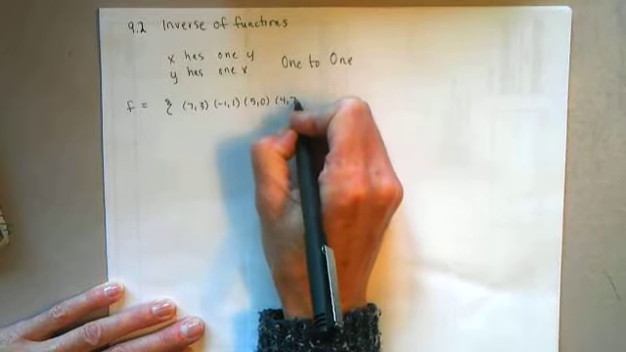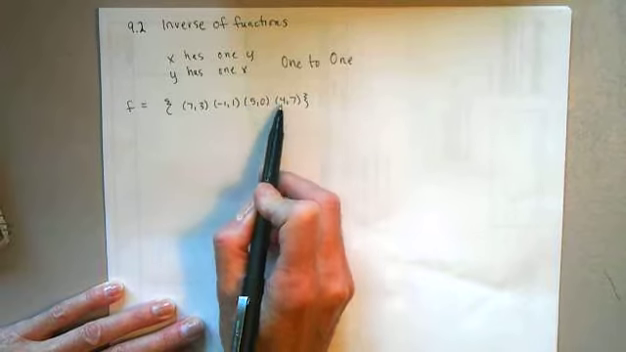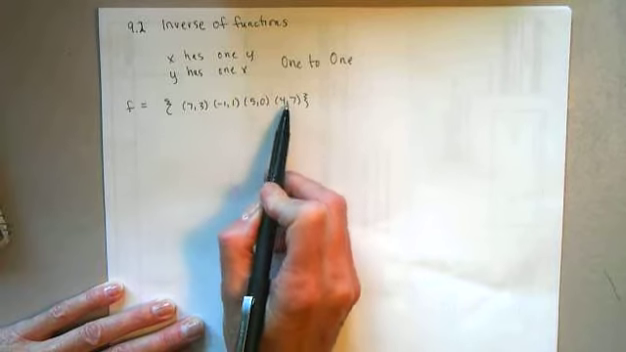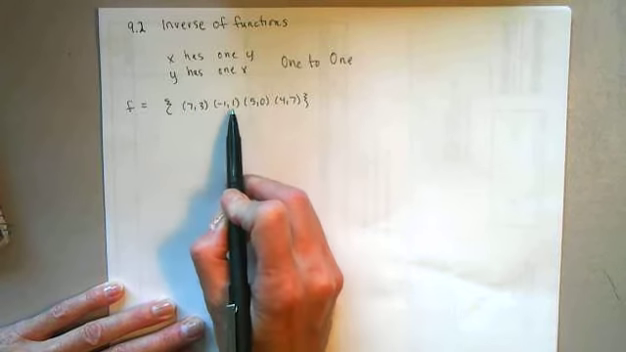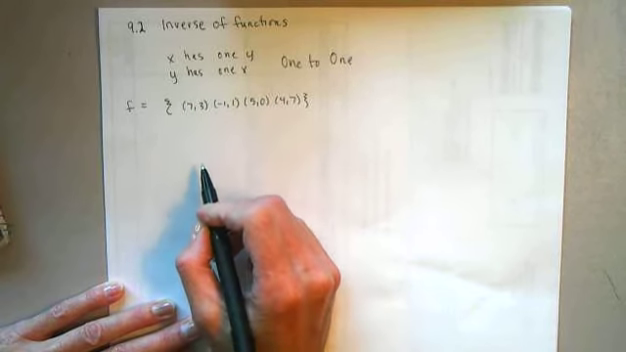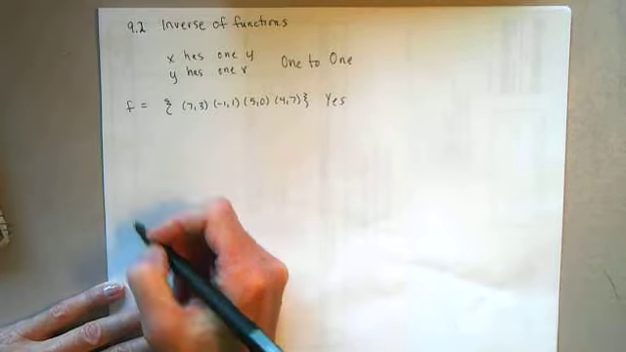Well, look at those values. It looks like every x has a different y because no x repeats. And no y repeats either. So no y value repeats an x. So it is, in fact, a 1 to 1 function.